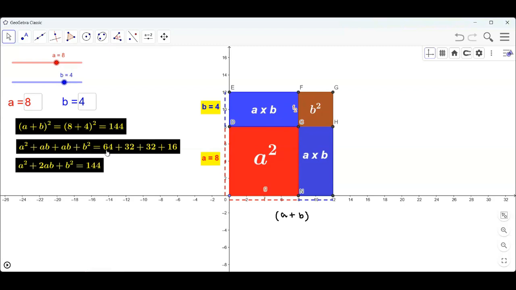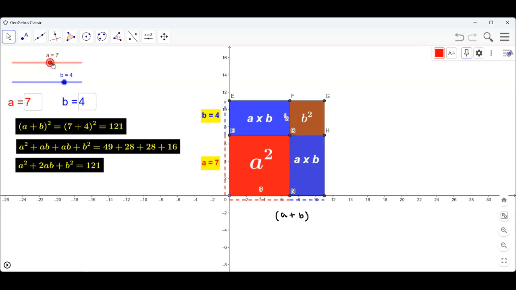Just substitute. A square means 8 square, plus ab, 8 fours are 32, again ab, 8 fours are 32, plus b square is 16. Here ab plus ab becomes 2 times ab. So the final formula is a square plus 2ab plus b square. The answer is 144. If I keep changing the values, if I take a is equal to 7, b is equal to 4, the answer we get is 121.